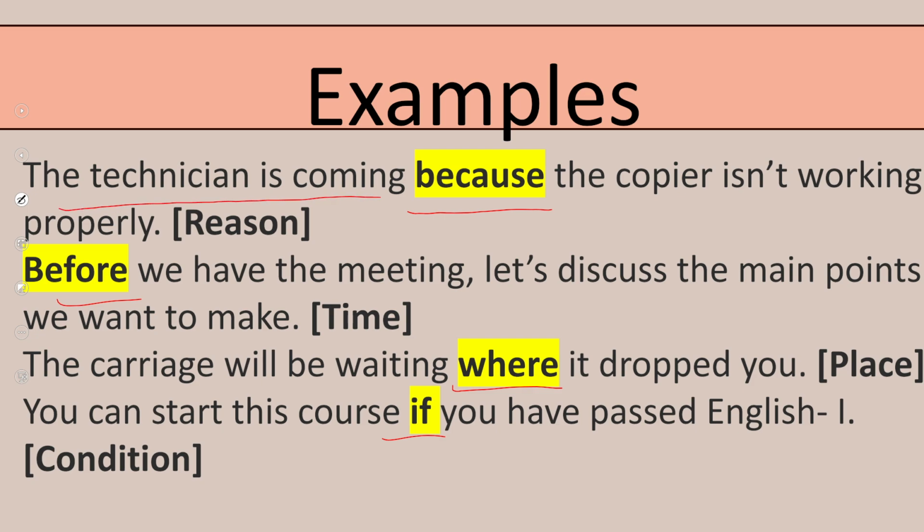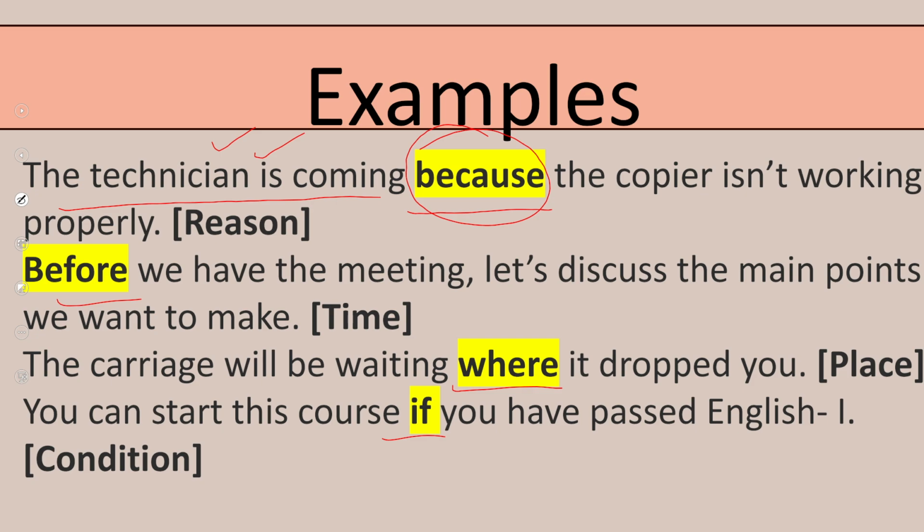The technician is coming. This is our independent clause. We are clear about this. Because the copier isn't working properly. This is our dependent clause. It is dependent on the independent clause, this one, but it is connected with the word, the subordinator, because.